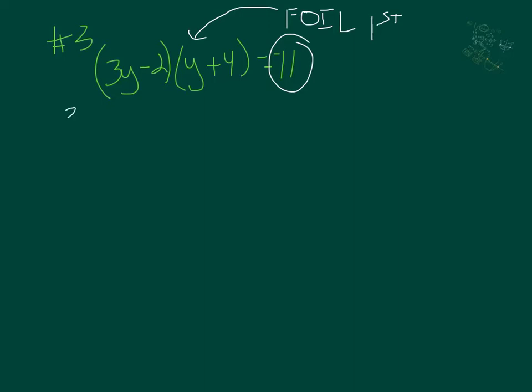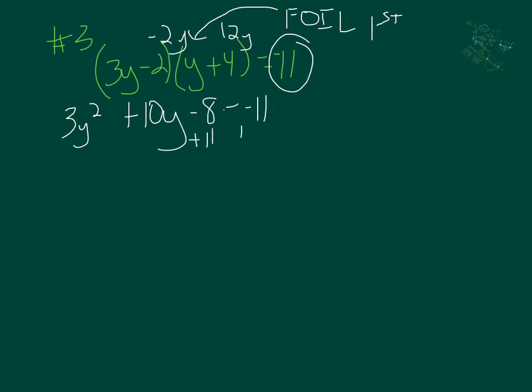3y times y is 3y squared. 3y times 4 is 12y. Negative 2 times y is negative 2y. Combine them, that's 10y. And negative 2 times 4 is negative 8. Now, bring over the 11 to combine like terms. That's plus 3. Now, hopefully this will factor.